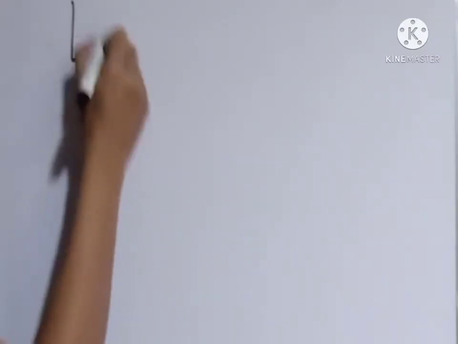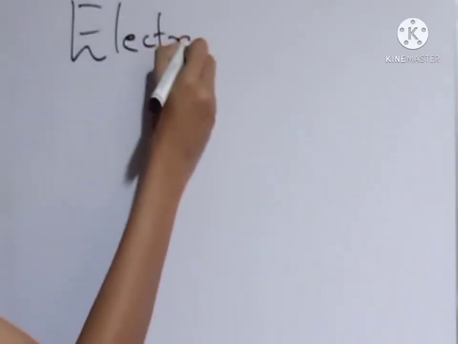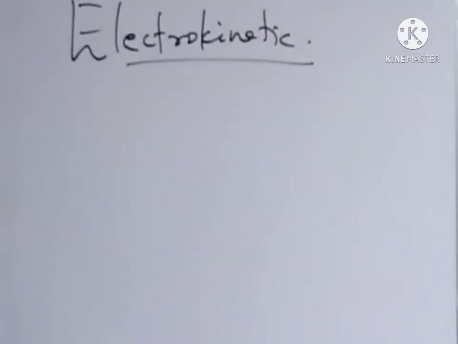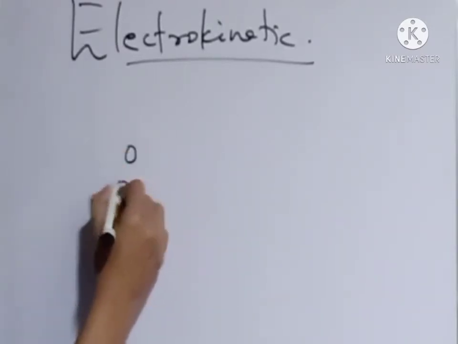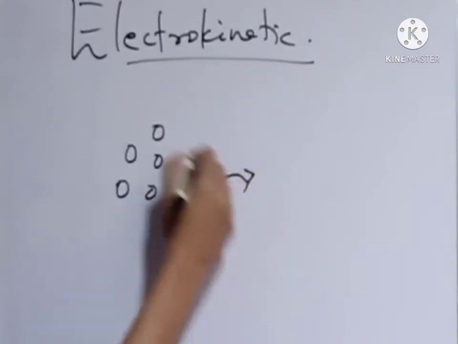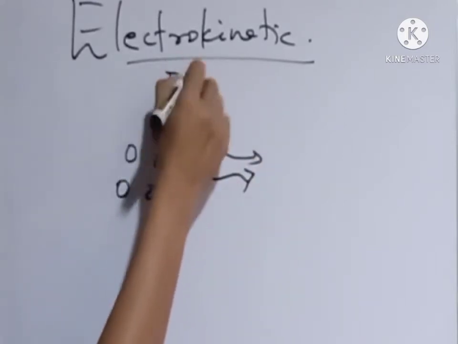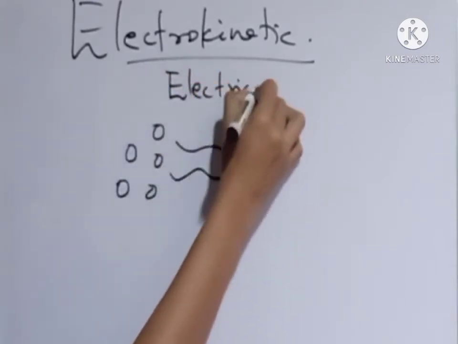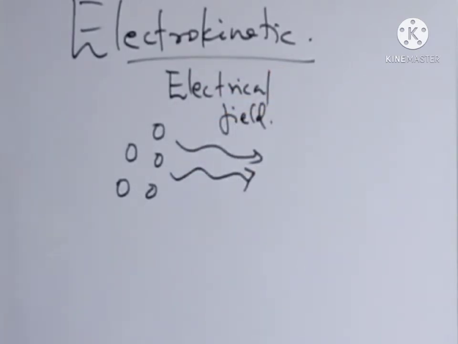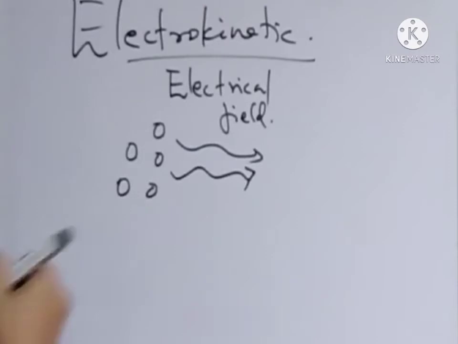Let us learn the electrokinetic properties of colloids. Electrokinetic property means how the colloidal particles behave or how they move under an electrical field. The electrokinetic behavior of colloidal particles is described using two terms.